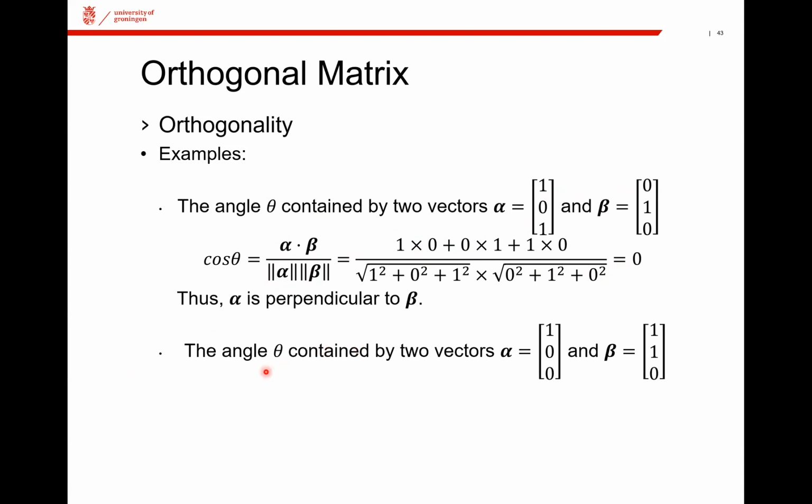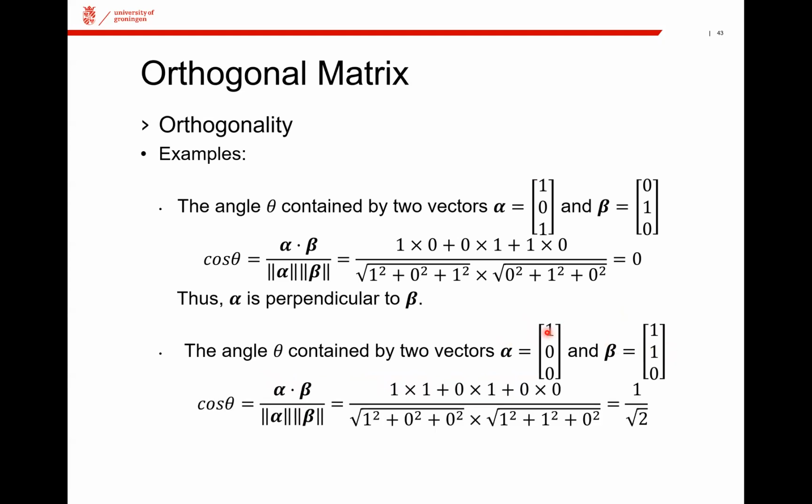And the second example, to calculate the angle contained by these two vectors, alpha and beta. But this time, the inner product is not 0 anymore. So 1 times 1 plus 0 times 1 plus 0 times 0. So the numerator is 1. And the length of the vector alpha is just 1, and the length of beta is the square root of 1 square plus 1 square plus 0, which is square root of 2. So theta will be 45 degrees, or pi divided by 4.